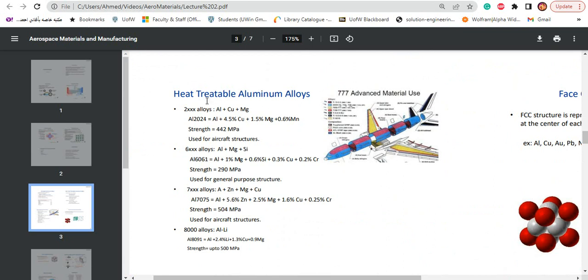وهيت تريتابل ألومنيوم ألويز اللي هو 2000، 6000، 7000 وال 8000. اللي هو 2000 اللي هو الكوبر، 6000 اللي هو السيليكون، و 7000 اللي هو الزنك، وال 8000 اللي هو الليثيوم.